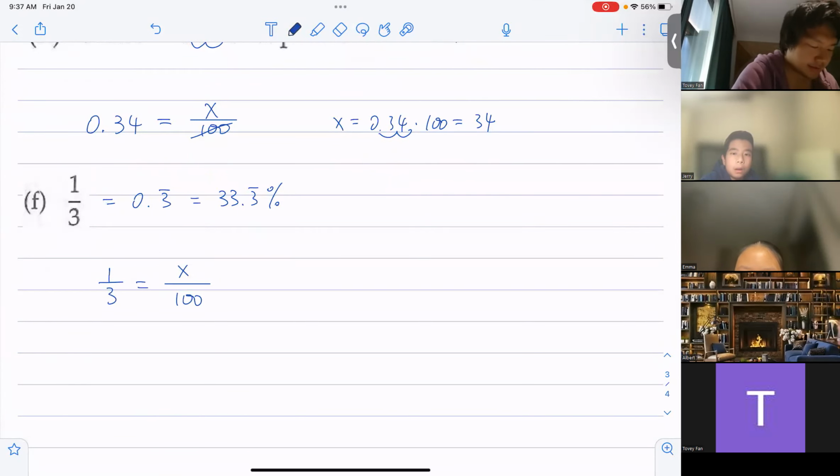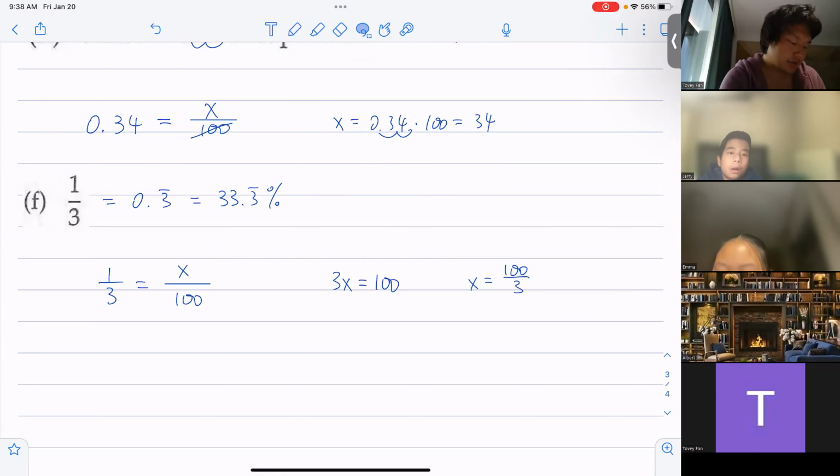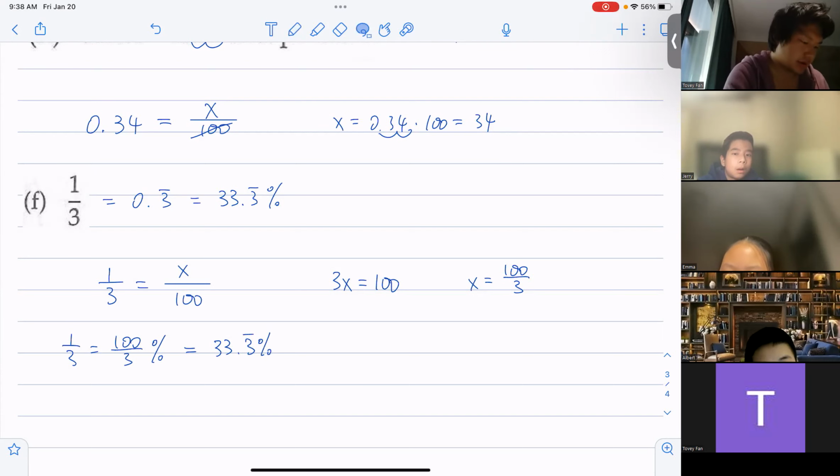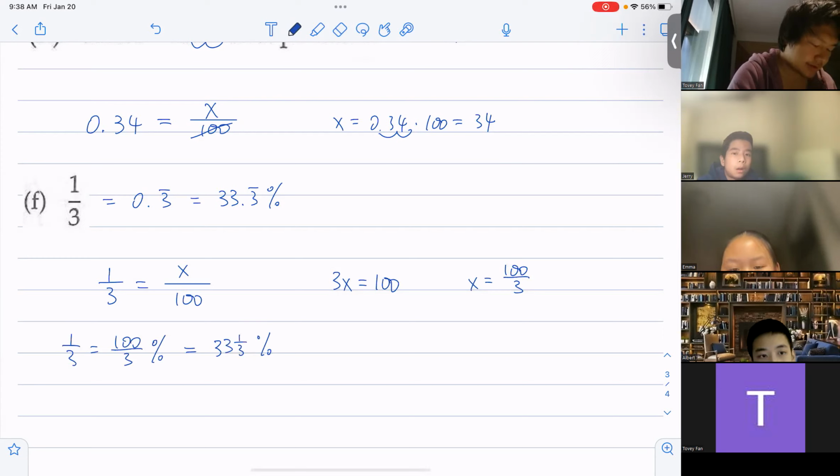So again, cross multiply. You have 3x equals 100. Then obviously you just divide by 3, x is 100 over 3. That's it. So x is 100 over 3. That means 1/3 is 100 over 3%. And also, if you want to change it into a mixed number, that's 33.3% repeated. Sorry, mixed number, 33 and 1/3%. And any format is acceptable.